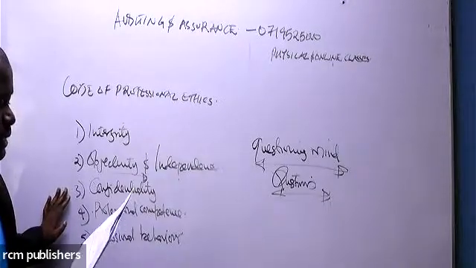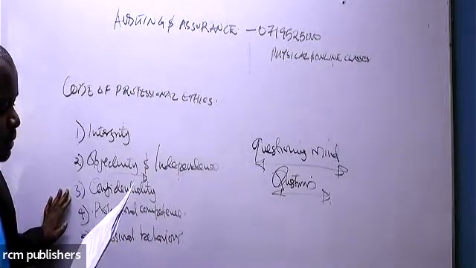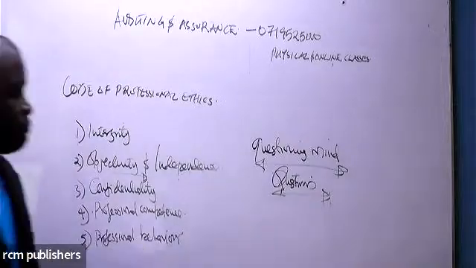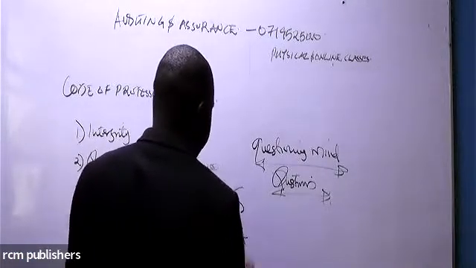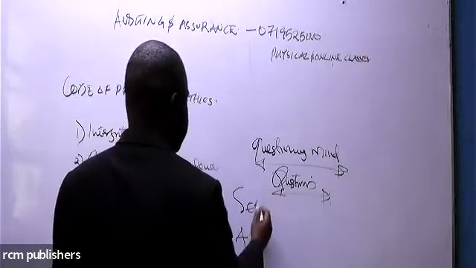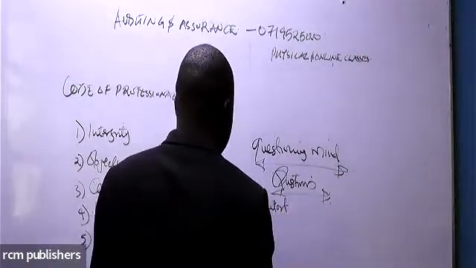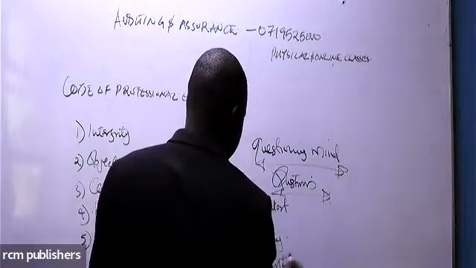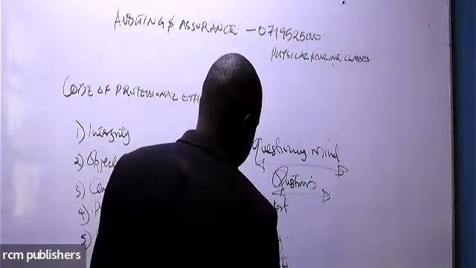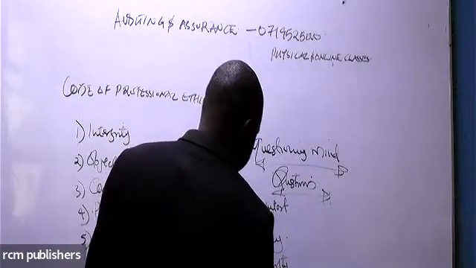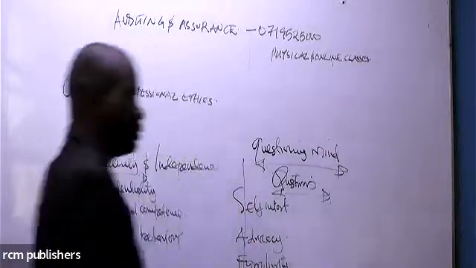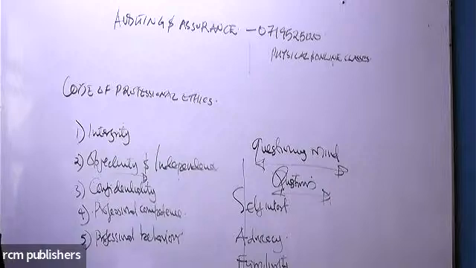Therefore, we have threats to the auditor's independence and compliance with the code of professional ethics. There are 5 of them. You have self-interest, advocacy, familiarity, intimidation, and self-review. Five of them, known by the acronym SAFIS. So: self-interest threat, advocacy threat, familiarity threat, intimidation threat, and self-review threat.